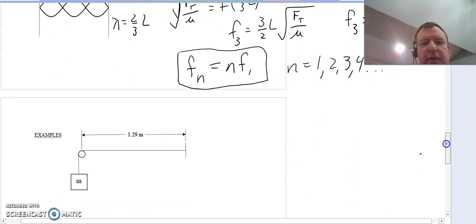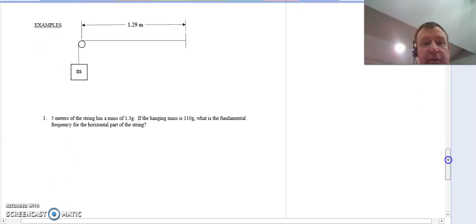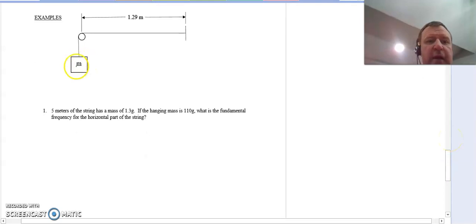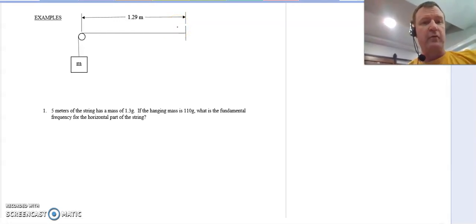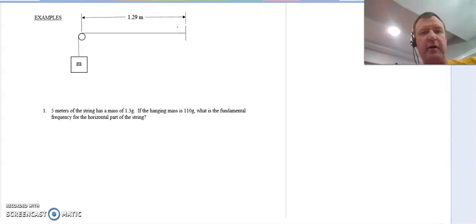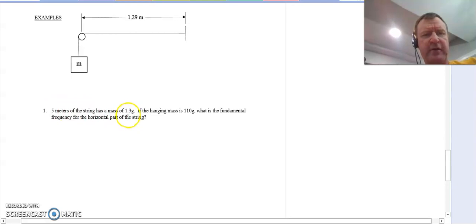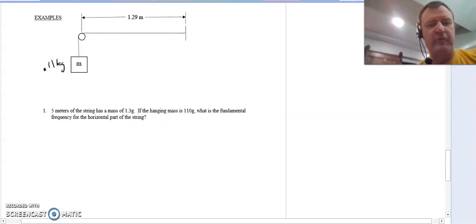So let's go to the next page. We're actually going to do an example with this. Here we have a mass hanging on a string that's creating tension everywhere in here. We've got the distance here 1.29 meters, and I actually got these because I made this demo at school, which we can't see in the video, but these are actual numbers from that setup. We're told 5 meters of the string has a mass of 1.3 grams, and the hanging mass is 110 grams, 0.11 kilograms. What is the fundamental frequency on the horizontal part of the string?